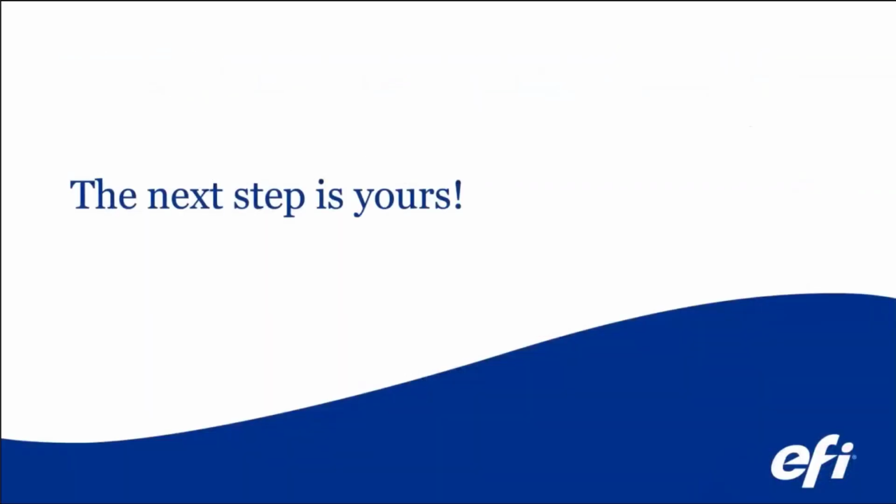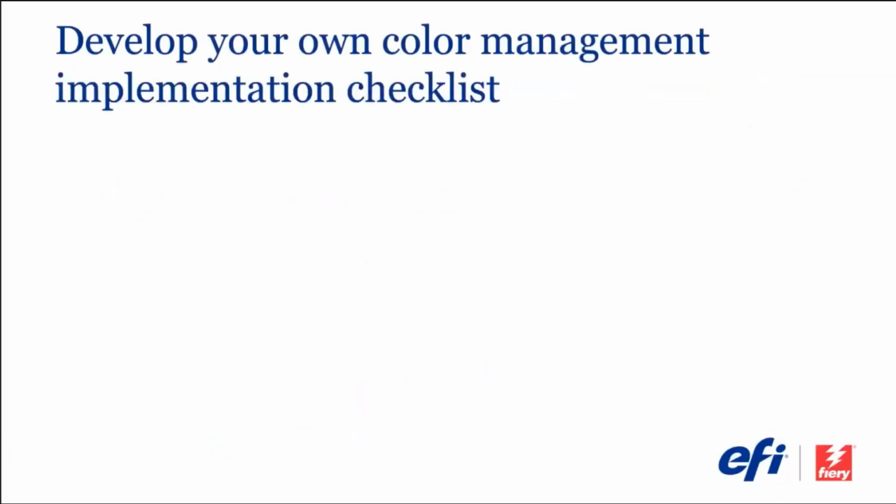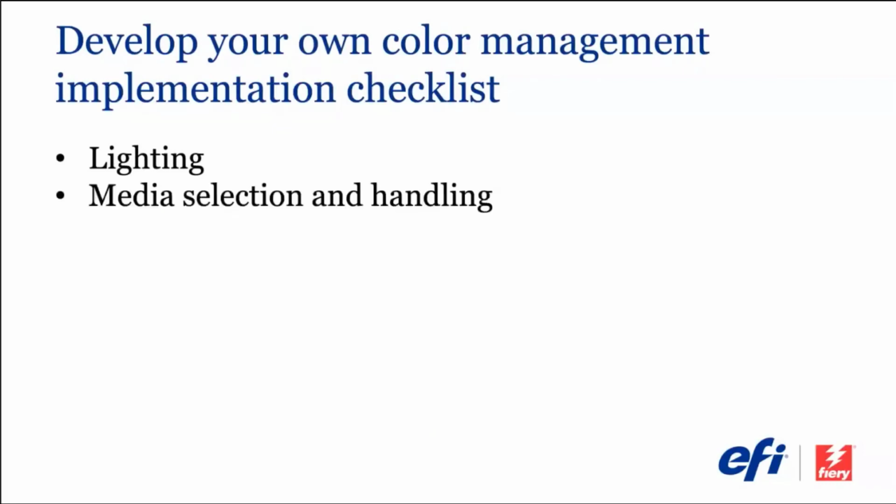So the next step is yours. Develop your own color management implementation checklist. Easy one: take care of lighting. Get a good quality light booth, or at least an area that has good quality lamps, the lamps I talked about earlier, in that area, and everybody knows that's where you go to look at color. Media selection and handling: get away from ordering your media from whoever has the cheapest media every month, whatever's on sale. Try to stick with one vendor, or one vendor for each brand.